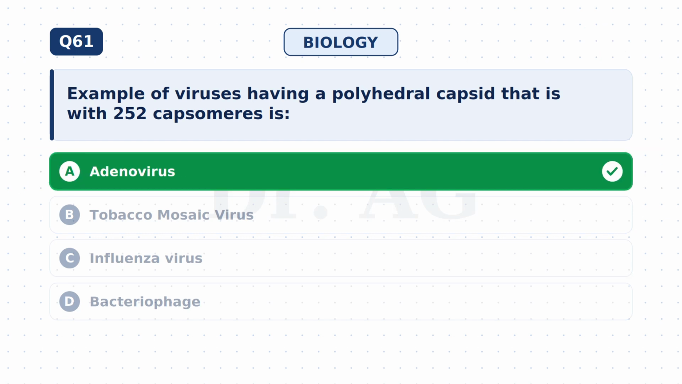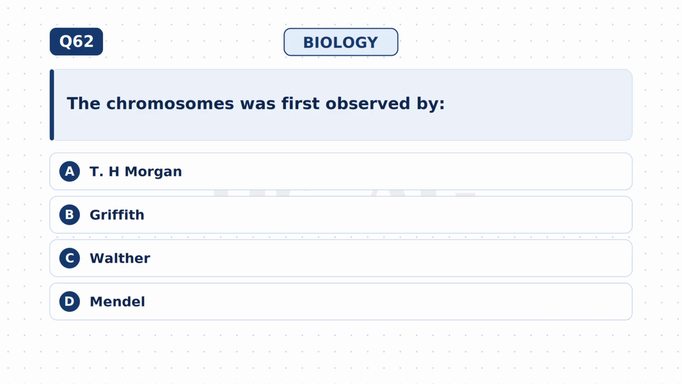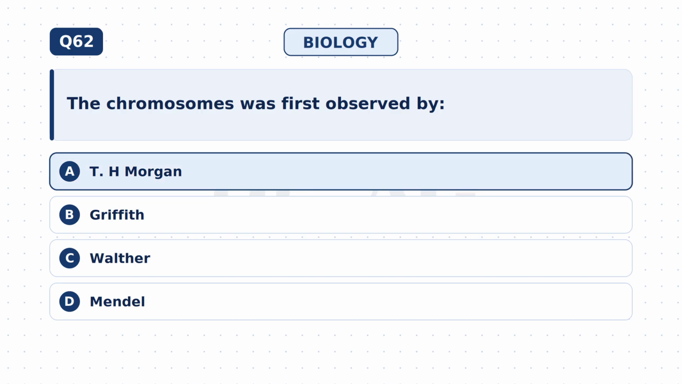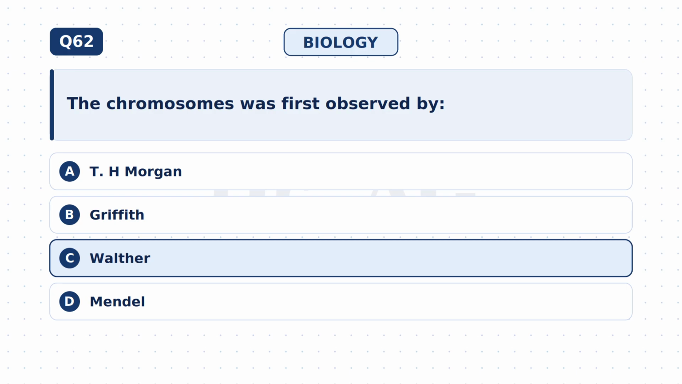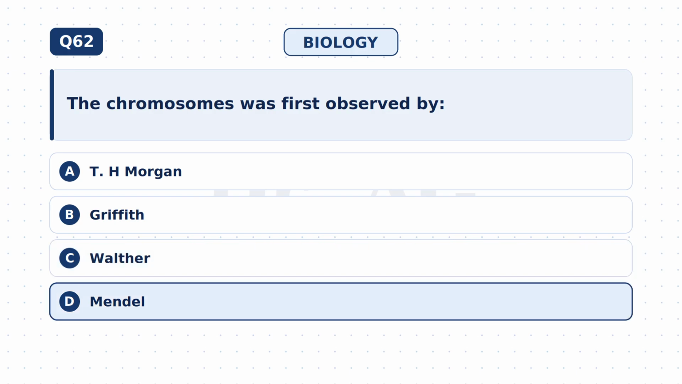The correct answer is A, adenovirus. Question 62. The chromosomes were first observed by Option A, T. H. Morgan. Option B, Griffith. Option C, Waldeyer. Option D, Mendel.